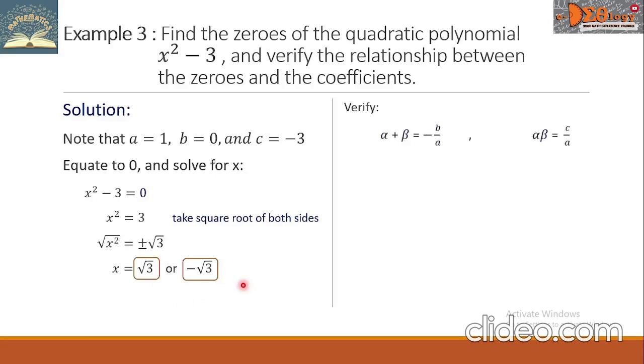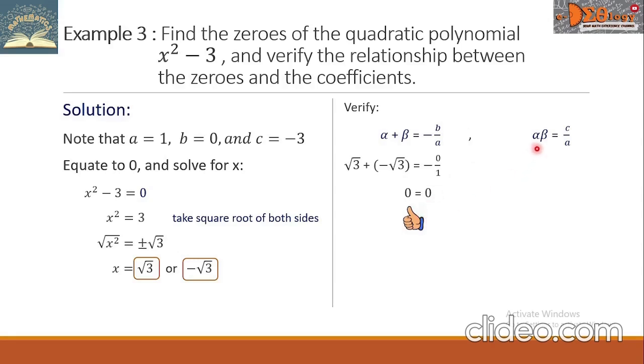Now let us verify. Alpha plus beta equals negative b over a. When we substitute the values, we have square root of 3 plus the negative square root of 3 equals the negative of 0 over 1. The left side is 0, equals the right side, which is also 0. So the first relationship is verified.